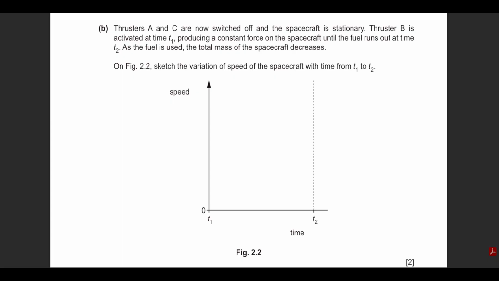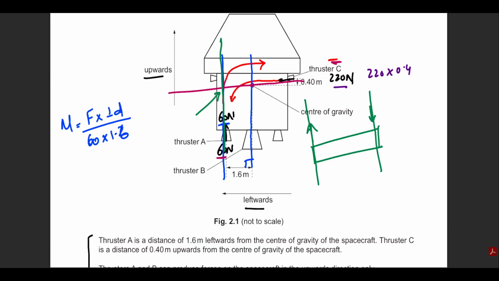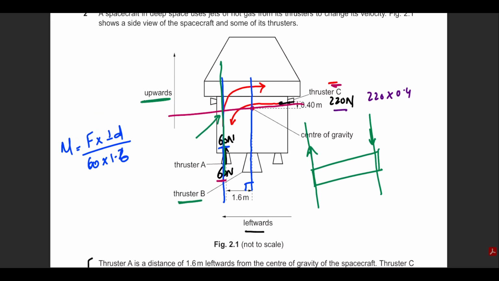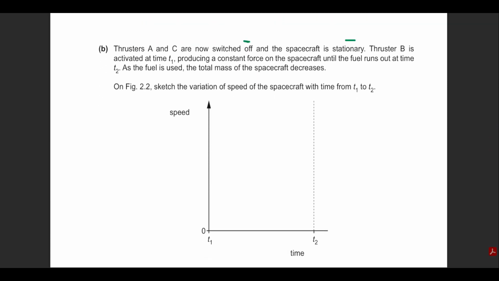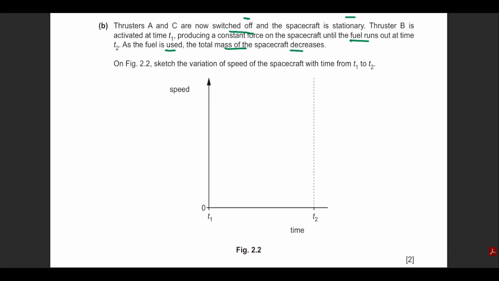Okay, last part, he says thruster A and C are now switched off. The spacecraft is stationary. Thruster B is activated at time t1. Thruster B is a big one. It's going to go upwards, or force it upwards, producing a constant force on the spacecraft until the fuel runs out at time t2. As the fuel is used, the total mass of the spacecraft decreases, definitely. So sketch the variation of speed from t1 to t2.